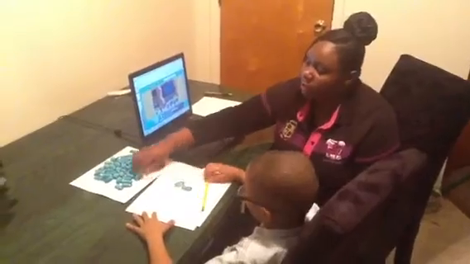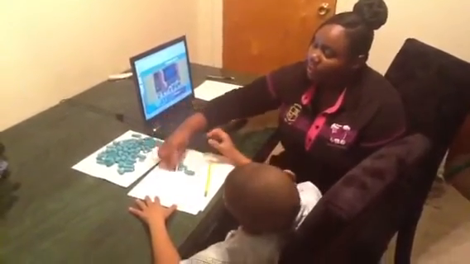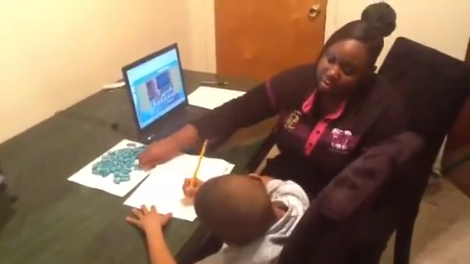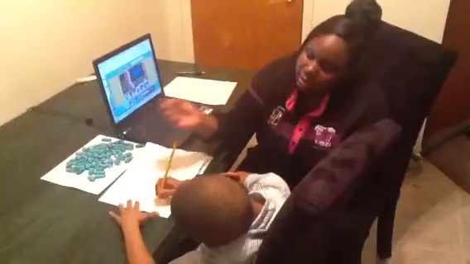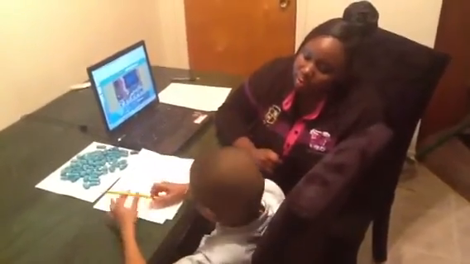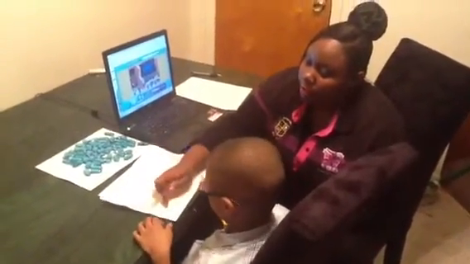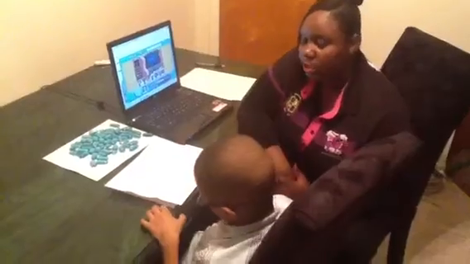If you have 4, and I borrow 1, how many do you have left? 3. 3. So you're going to cross out that 4, and you put the 3 above it. Okay? And then we're going to take the other 10 that we borrowed, the 10 that we borrowed, and add it to that 1 there. So 10 plus 1 is what?